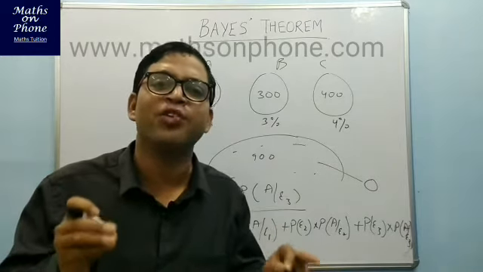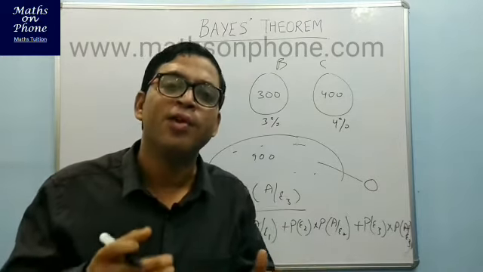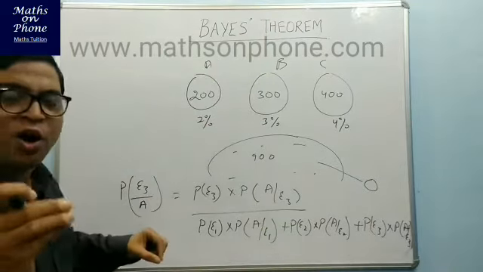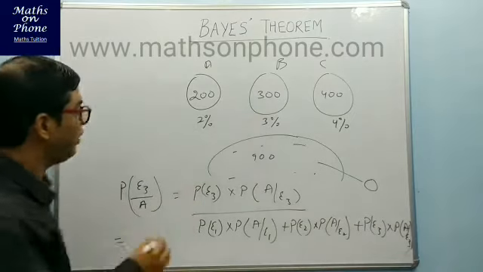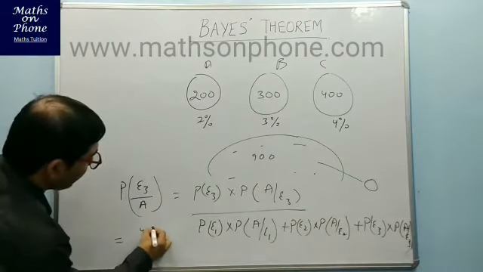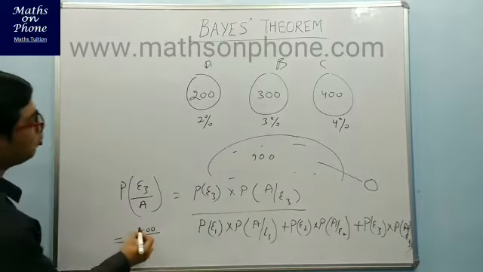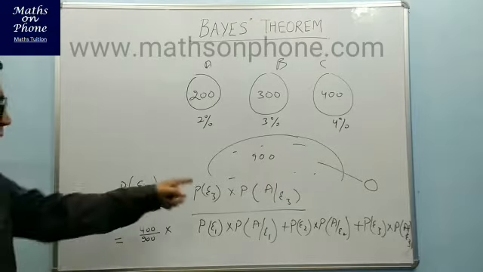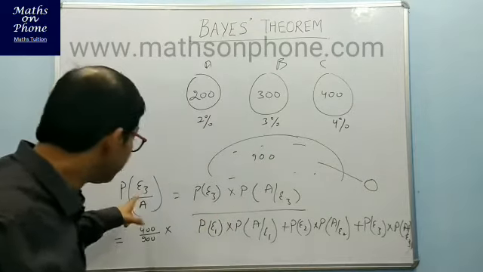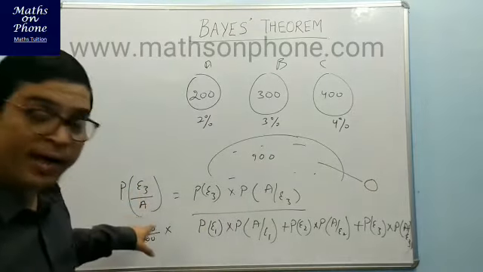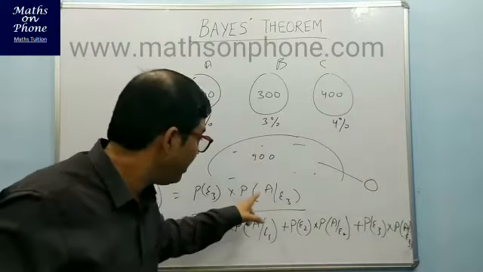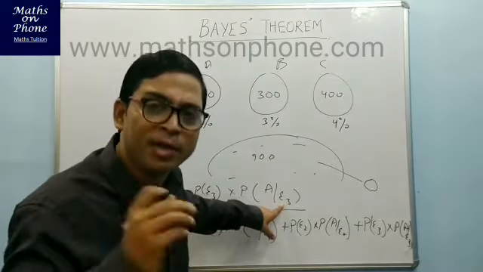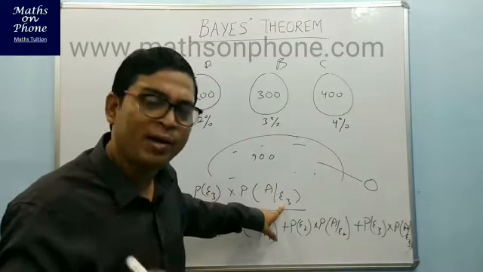So the basic definition of probability, the favorable outcome by total outcome. So the probability of a toy being manufactured in plant number 3 is 400 divided by total 900. Very easy. Into P(A by E3). Just notice the difference between E3 by A and A by E3. A by E3 means we are inside plant number 3. That we know, it is known.